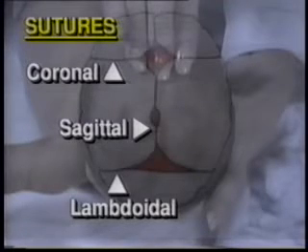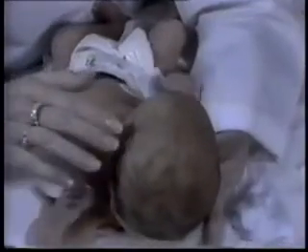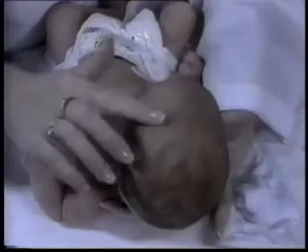The sagittal suture separates the 2 parietal bones, and the lambdoidal suture separates the parietal bones from the occipital bone. The metopic suture extends midline down the forehead, separating the 2 frontal bones. The sutures are palpated along their full length and described as normal if they are approximated and mobile.